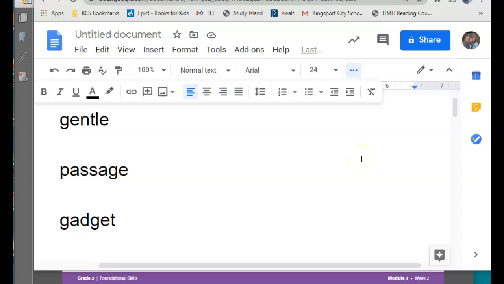Hello, third grade. We are going to continue our focus today on words with the ch, k, and qu sound.